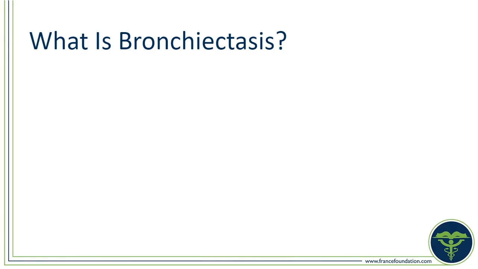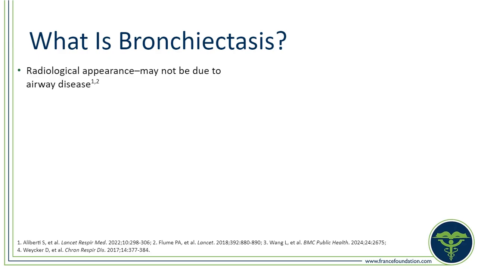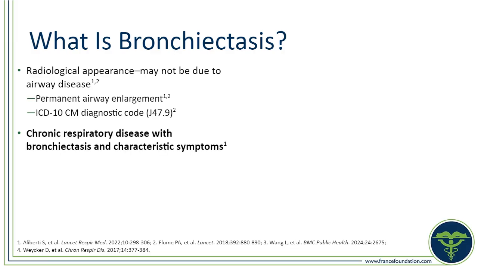What is bronchiectasis? It is characterized by a radiologic appearance that may or may not be due to chronic airways disease. It has this permanent enlargement of the airways, and it is associated with a diagnostic code of J47.9 by ICD-10 coding. As I mentioned, this is a chronic respiratory disease, and it is associated with characteristic symptoms. It is not rare. The prevalence has been increasing over the past many years in the United States.